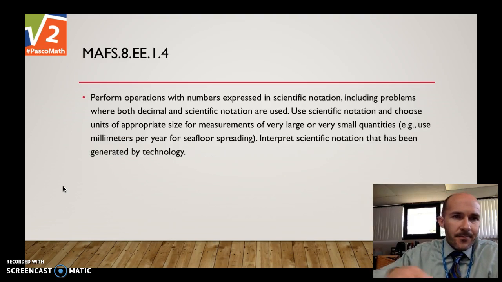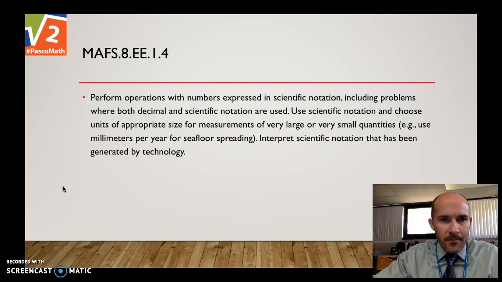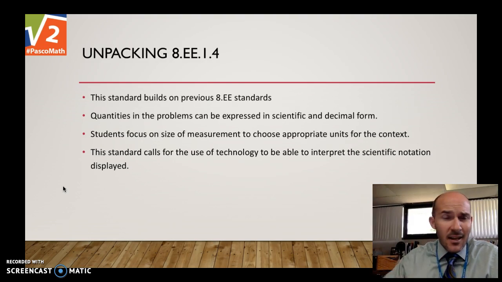So let's get started. The 8.EE.1.4 standard reads: perform operations with numbers expressed in scientific notation, including problems where both decimal and scientific notation are used. Use scientific notation and choose units of appropriate size for measurements of very large or very small quantities. Interpret scientific notation that has been generated by technology. So that was a lot, so let's unpack it a little bit.